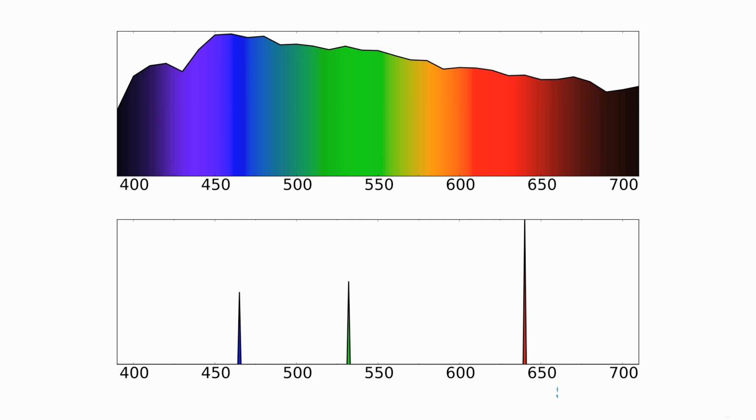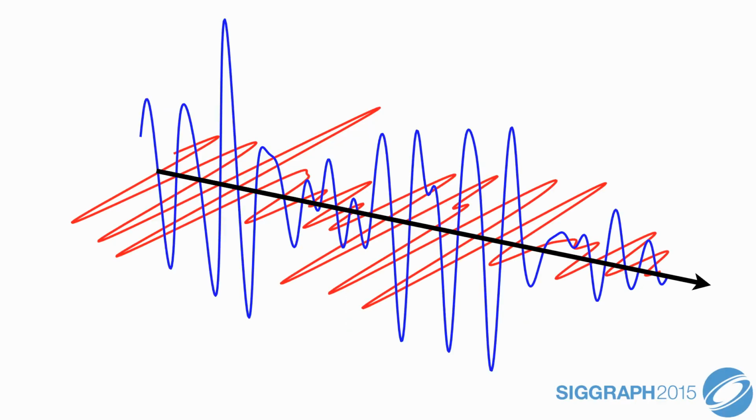but the fact that human color vision cannot distinguish between these two signals tells us that human color vision is incredibly lossy. It maps the infinite dimensional SPD down to a three-dimensional perceptual space.